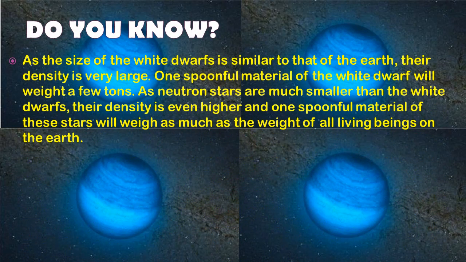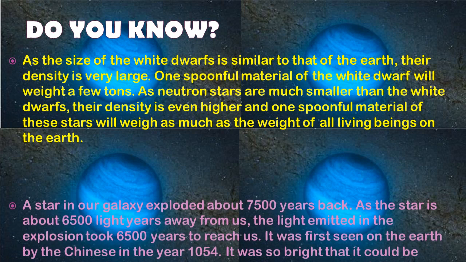Students, as the size of white dwarfs is similar to that of the earth, their density is very large, and one spoonful of white dwarf material will weigh a few tons. And as neutron stars are much smaller than white dwarfs, their density is even higher, and one spoonful of material from these stars will weigh as much as all living beings on the earth. So this is much greater in mass.